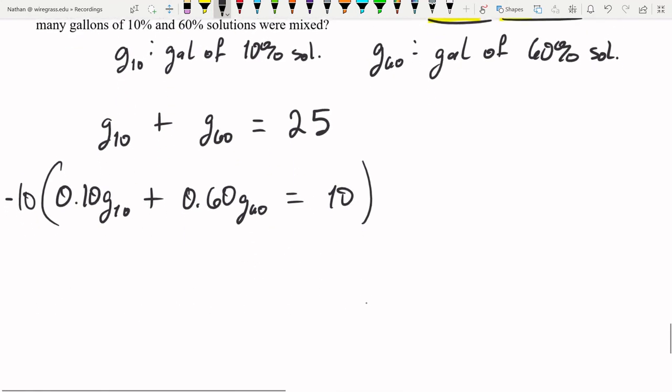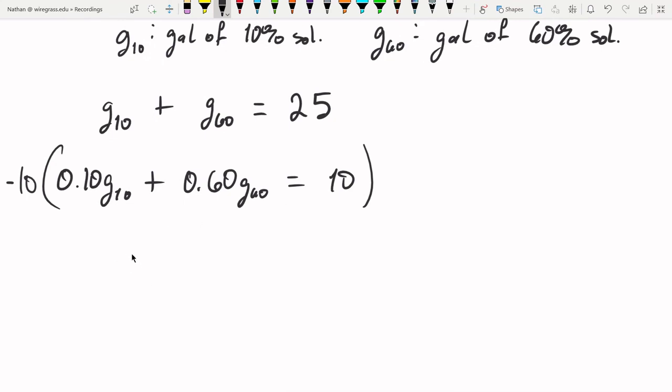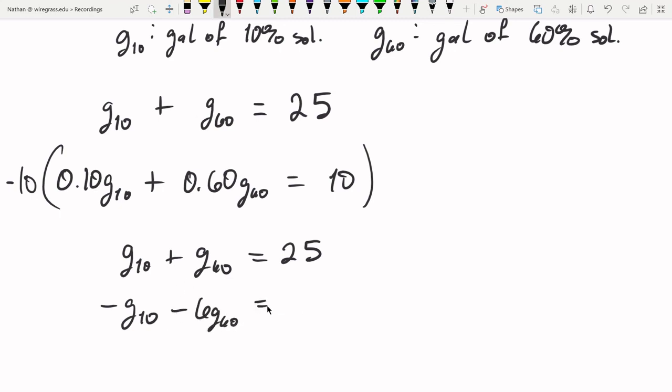Let me just write that down again. We have the top equation the same. The bottom equation, negative 10 times 0.10, it's going to be negative G10. Negative 10 times 0.6 is going to be negative 6 G60. And negative 10 times 10 is negative 100. And now I can add them going down. Those, of course, cancel.